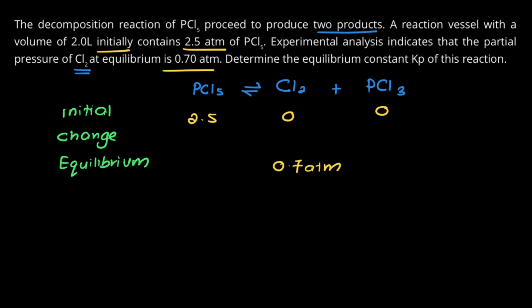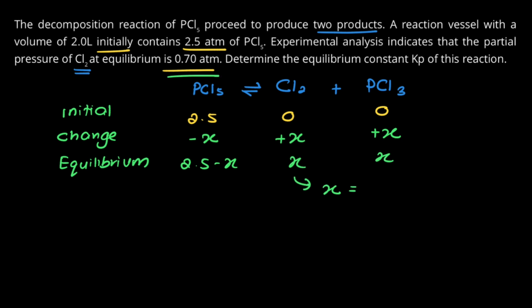Alright, so I don't want you to get confused, so we will erase this first so that we can see. We are going to complete this ICE diagram. Initially there's only PCl5, so here we need to minus X, and this one will be positive X and positive X, therefore it will be 2.5 minus X, X and X. So we get back to this value. We can say that the value of X is equivalent to 0.70 because the pressure of chlorine at equilibrium is equivalent to 0.7.